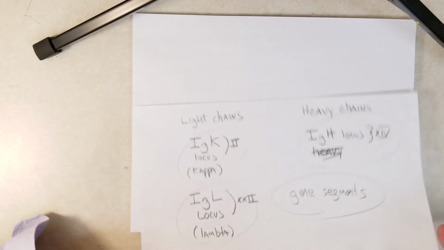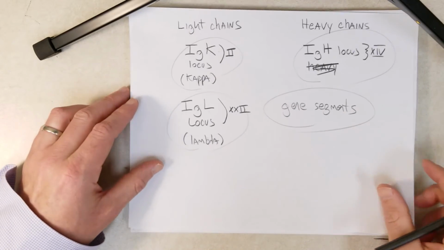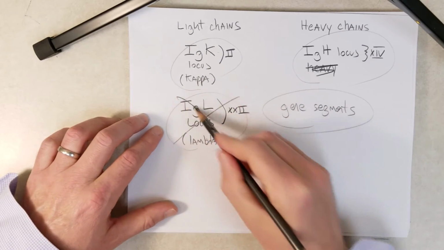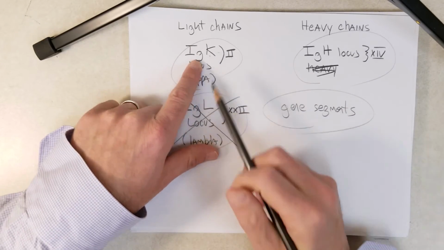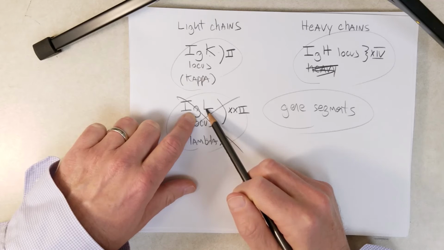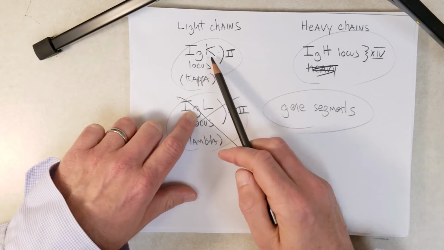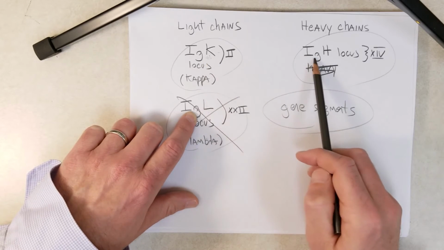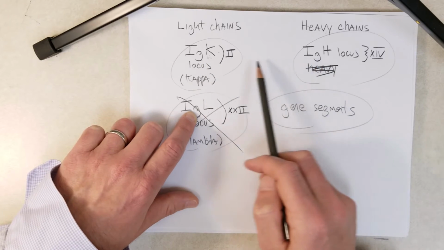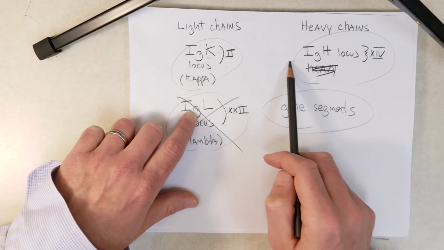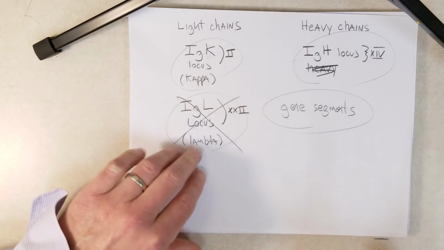So I'm going to cheat a little bit here, speed things up. Even in the lecture notes, we're only going to look at IgK because IgL is very similar. The rearrangements that happen at IgL are very similar to IgK. So we're going to take a look at the IgK locus and the IgH locus, and the rearrangements that occur at both of these to make a light chain and a heavy chain.